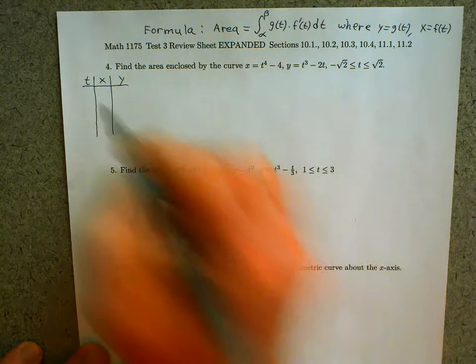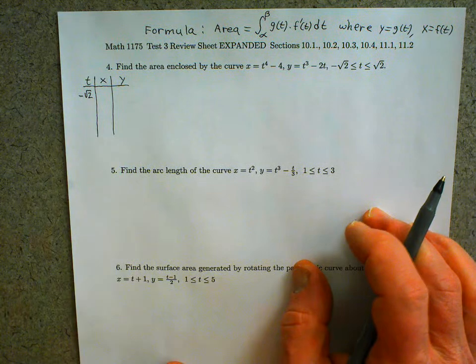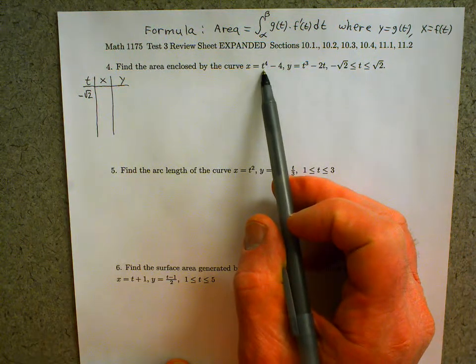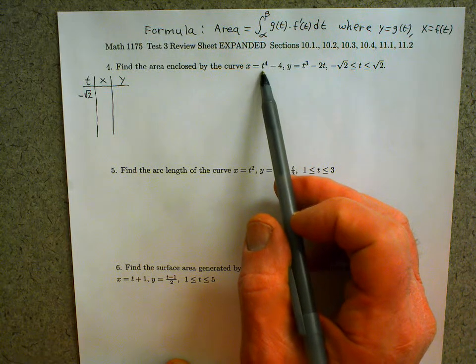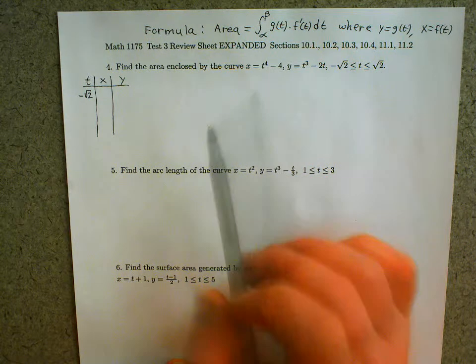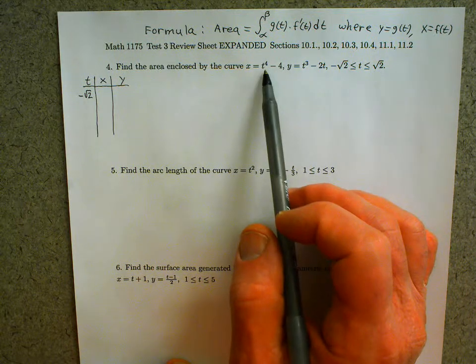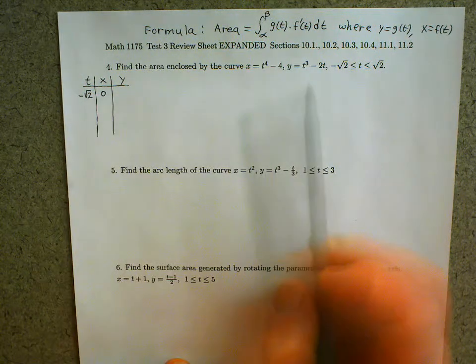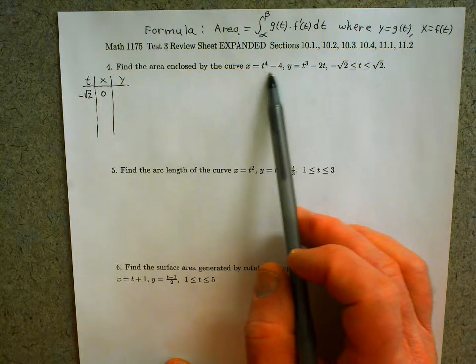So we start at negative square root of 2. When t is negative square root of 2, and we raise that to the 4th power, that's like 2 to the 1/2 to the 4th, which is 2 to the 2nd, or 4, and 4 minus 4 is 0. So when t is negative square root of 2, the x-coordinate is 0.